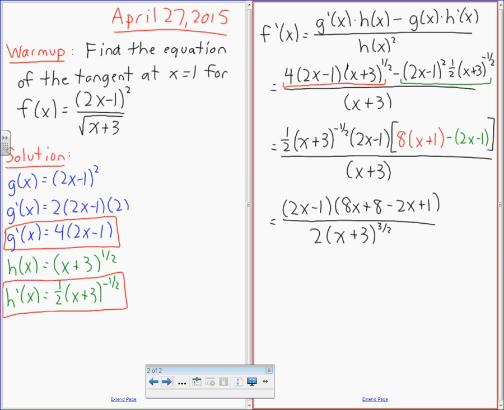So I'm going to say f prime of x is equal to 2x minus 1 times 6x plus 9, all over bracket 2 times x plus 3 to the 3 over 2. That's going to be what my derivative is.